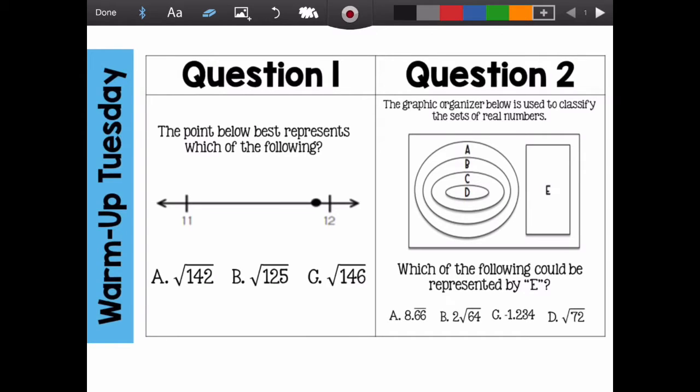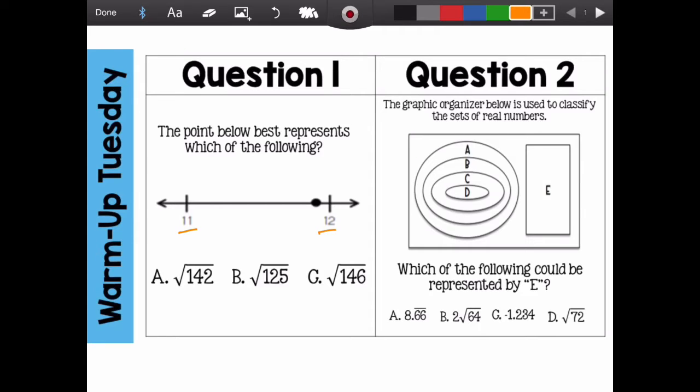Question number 1 brings us back to topic 8.2b, which is approximating square roots and locating them on the number line. In this case, we are given the point on the number line and asked to approximate its value. First, we need to carefully look at the number line and notice the point and what two numbers it falls between. In this case, it falls between 11 and 12.